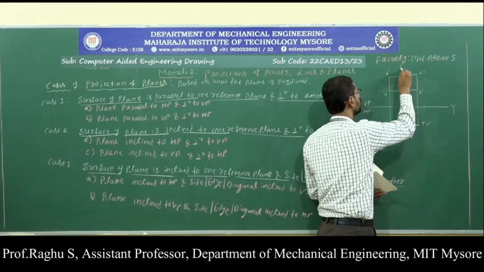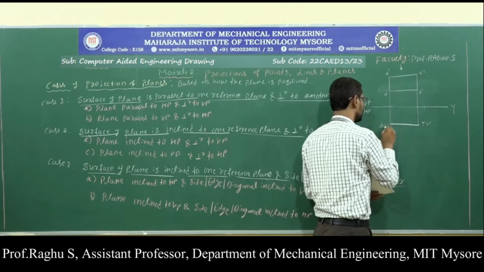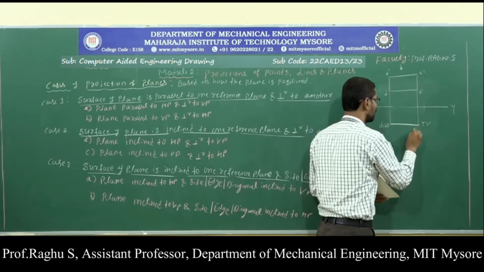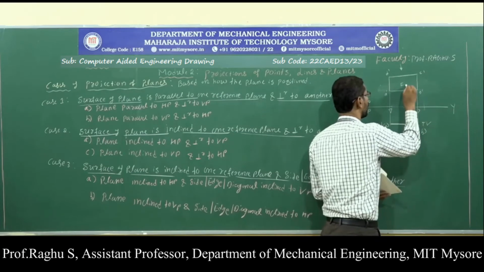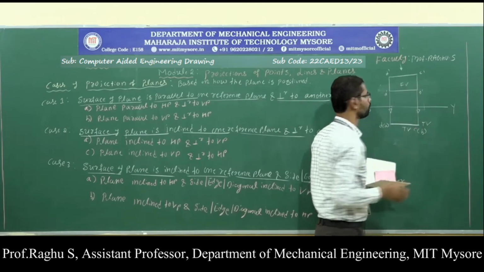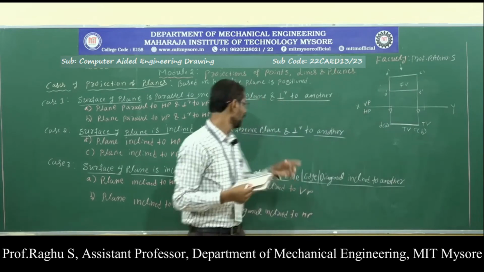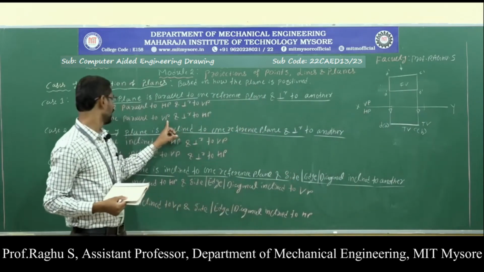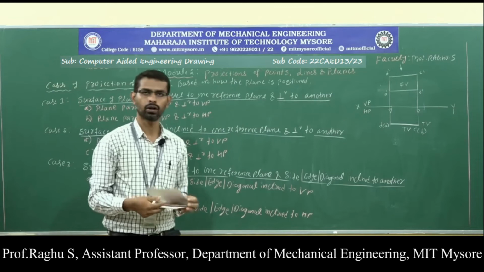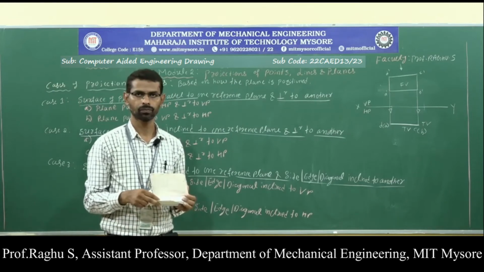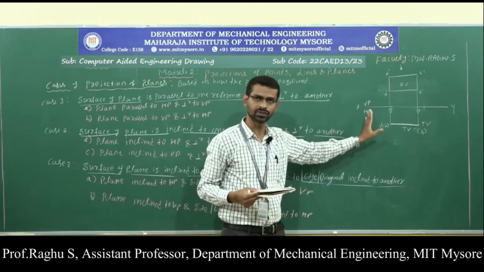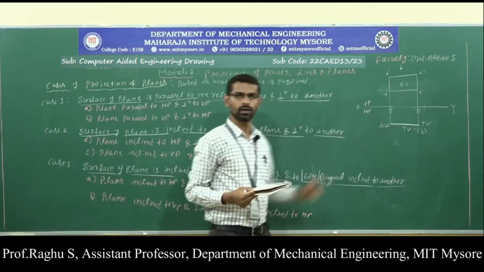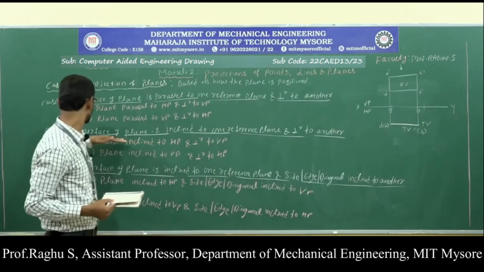In the top view, D is visible, A is invisible, C is visible, B is invisible. So this is the front view and this is the top view. This is the solution for the second case, plane parallel to VP and perpendicular to HP. Here I have got this solution in a single stage. Okay, we'll move on to the next one.